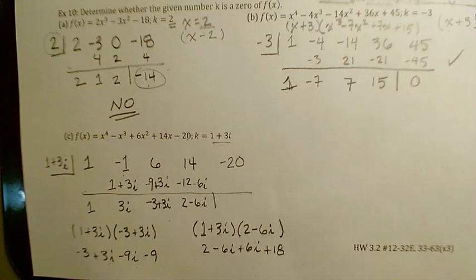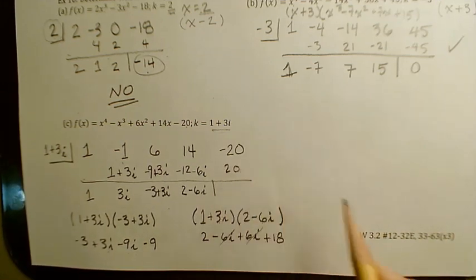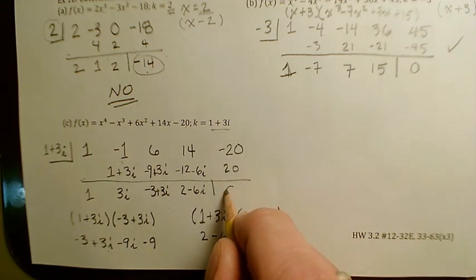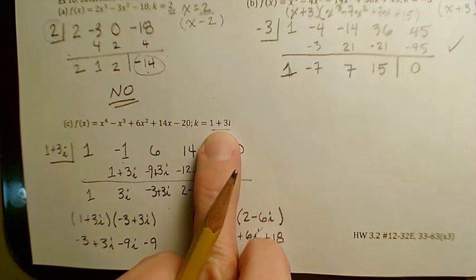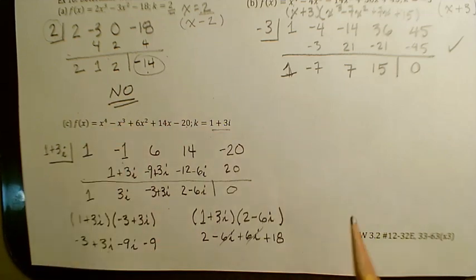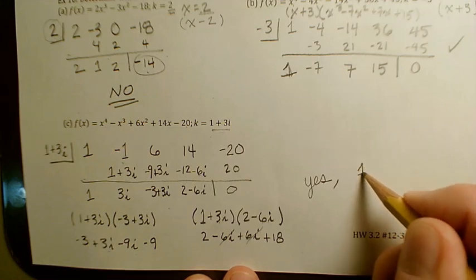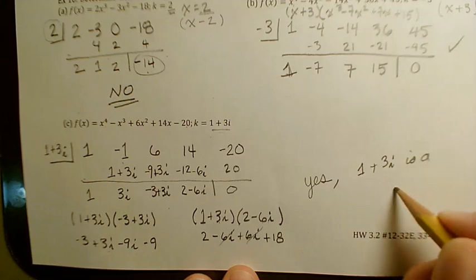Okay. So this should look good because, of course, these are going to cancel. And so this gives us 20. So that was kind of a lot of work here, but we add 20, we get 0. So what does that tell us? It tells us that this is indeed a 0 of the polynomial. All right. So yes, 1 plus 3i is a 0.